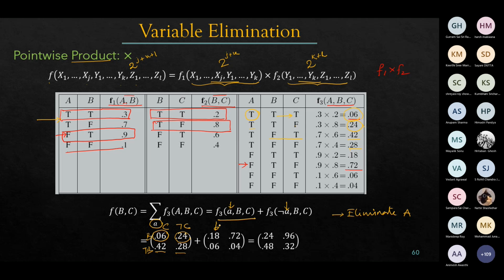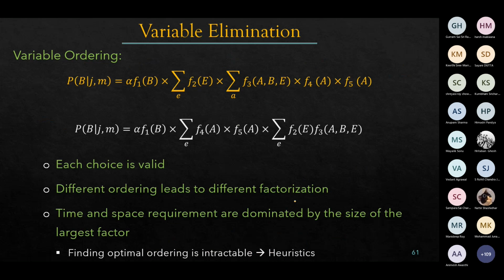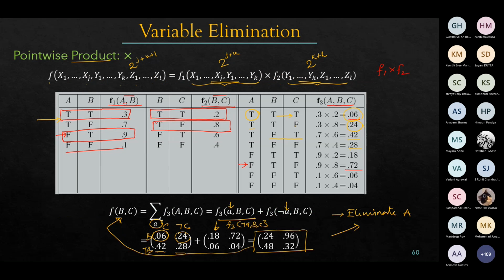Similarly, this matrix represents the factor F3 of not A, B, C. Right? Now, if we add these two, this is the kind of matrix that we are getting, which is basically representing the factor FBC. And here we are eliminating A. I hope this example makes this idea of multiplying two factors, followed by doing this sum out operation and getting a new factor, clear to you. Right? So any doubt or question at this point? Okay, good.